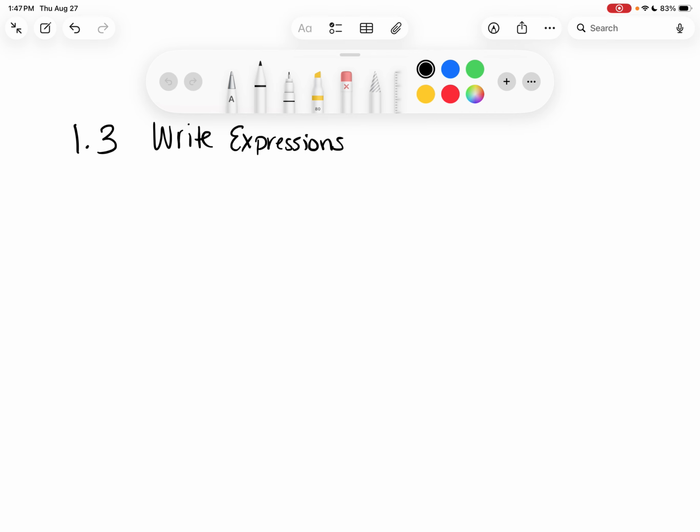So basically they're going to be writing things out in words, and we are going to need to be able to write it out with numbers and symbols. And so translating verbal phrases.